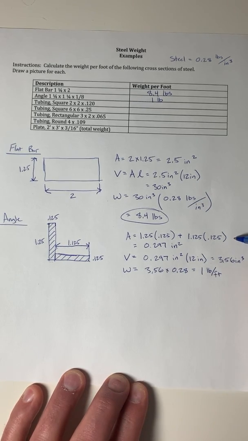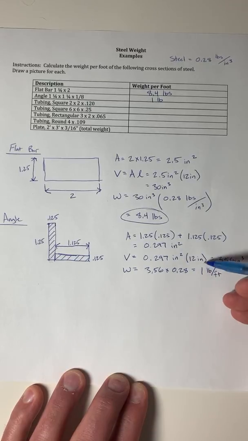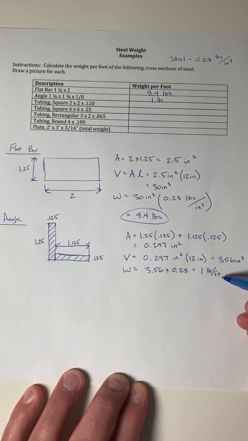So you can see that when I'm calculating the area over here, the area is 1.25 times 0.125 plus 1.125 times 0.125. That gives me a total cross-sectional area of 0.297 inches squared. Then for the volume, just like above, I take the 0.297 square inches and multiply it by 12 to get 3.56 cubic inches. That's the volume of steel per foot. And then the weight, you need to multiply that volume by 0.28 pounds per cubic inch, which is the weight of steel. So this gives us a number that's very close to 1 pound per foot.